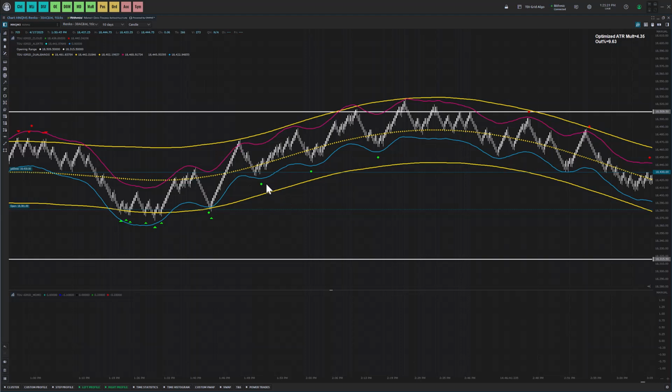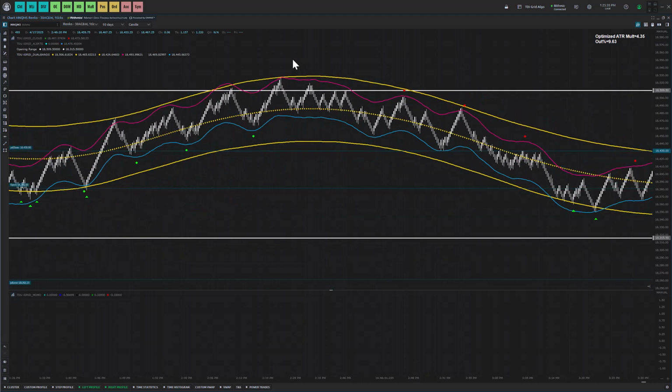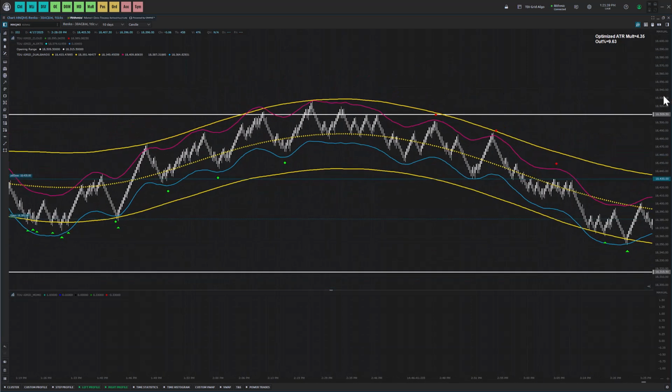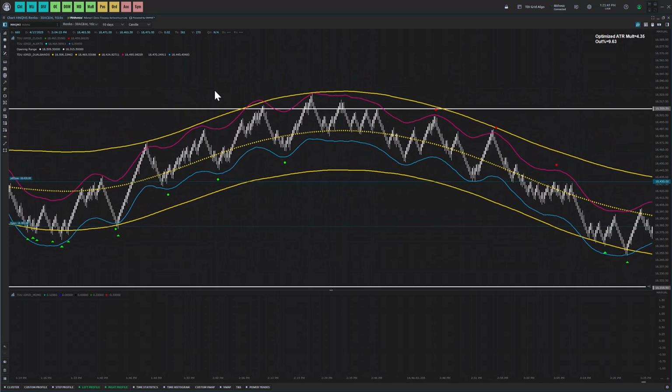Now the little dots here, these are pullbacks. They're pullbacks in the upper trend, in the dominant trend. So this move here establishes an uptrend, retrace, uptrend, retrace, uptrend, retrace, uptrend. Now this actually was just a great example here of how Renko can make the market structure very easy.